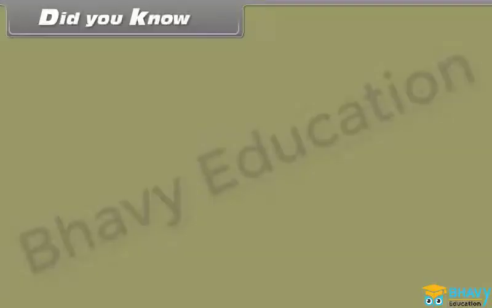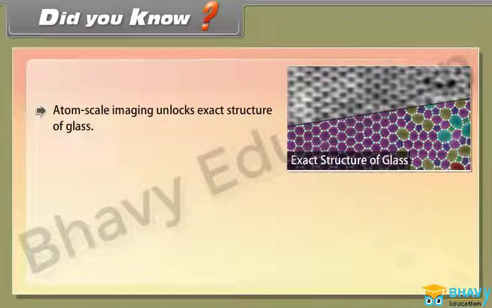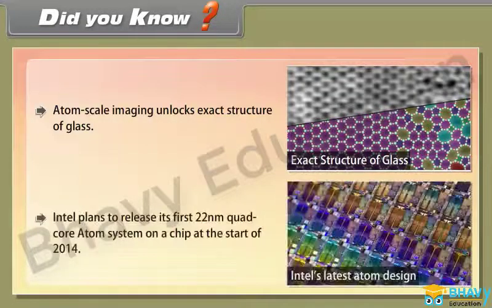Did you know? Atom scale imaging unlocks exact structure of glass. Intel plans to release its first 22 nanometer quad-core atom system on a chip at the start of 2014.